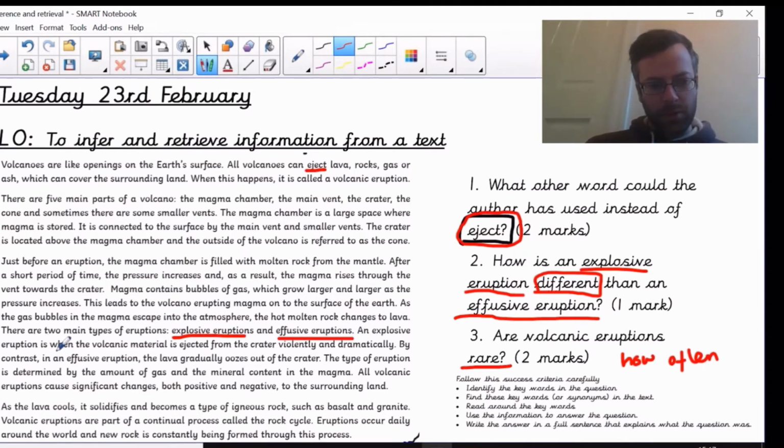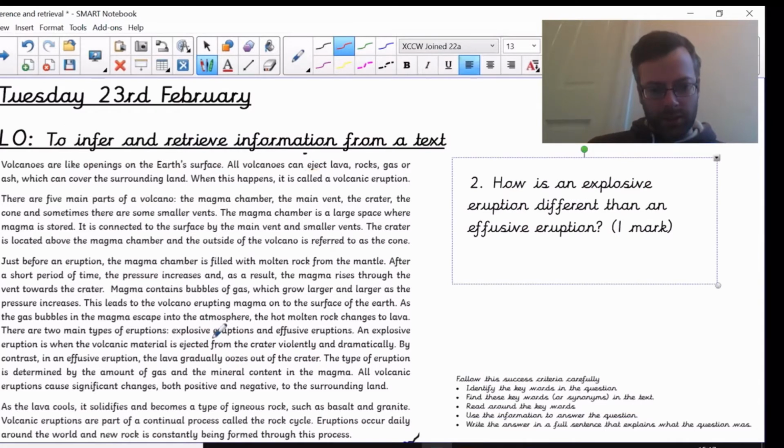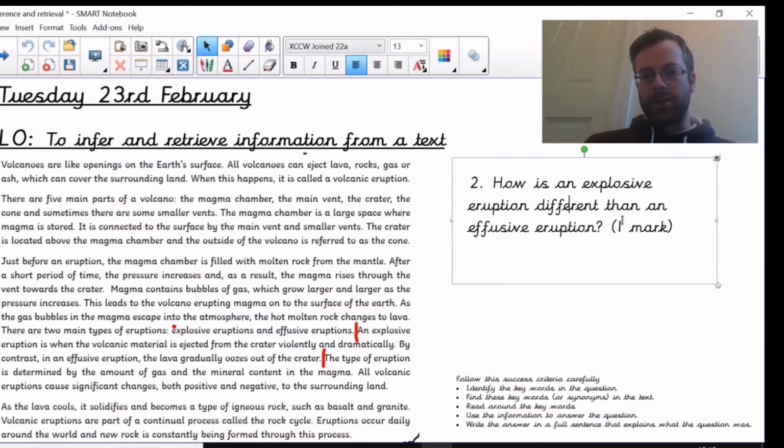An explosive eruption is when the volcanic magma is ejected from the crater violently and dramatically. By contrast, in an effusive eruption, the lava gradually oozes out of the crater. So, if I'm answering that question, it was all down here, wasn't it? It's this little bit, between here and here. So how is an explosive eruption different than an effusive eruption?